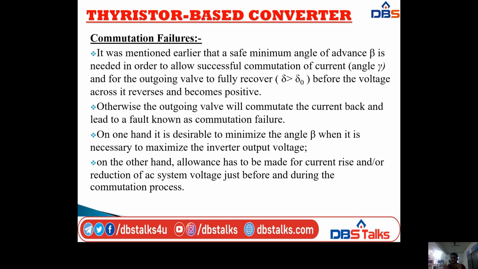This point was also discussed in the previous class. Commutation failure means the outgoing valve will commutate the current back and lead to a fault known as commutation failure. On one hand, it is desirable to minimize the angle beta when it is necessary to maximize the inverter output voltage. On the other hand, allowance has to be made for current rise and or reduction of the AC system voltage just before and during the commutation process.